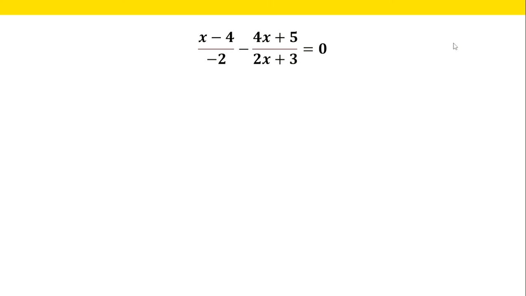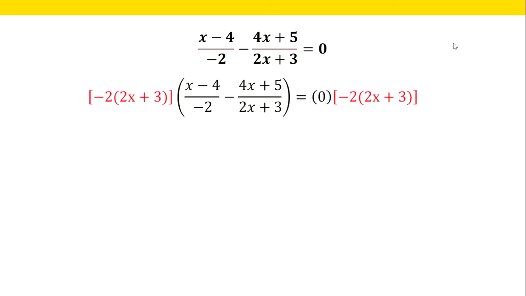So again, we need to identify the LCD here. In this case, we have negative 2 times the quantity of 2x plus 3, to eliminate the fractions. So simplifying this, on the first term of the left hand side, we have x minus 4 times the quantity of 2x plus 3, minus the second one, which is 4x plus 5 times the quantity of negative 2, is equal to 0.